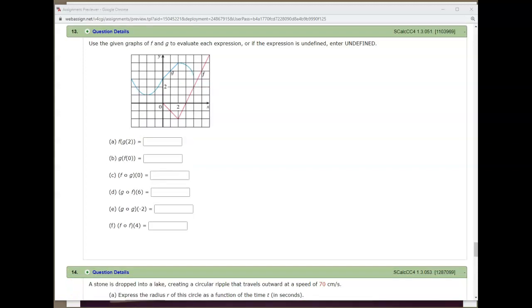On number 13, instead of giving you a table, they've given you graphs. So you can do g of 2. G is up here. G of 2 would be, it looks like 5. And then they want you to do f of 5. 1, 2, 3, 4, 5 would be that. So that looks like f of 5 is 4. Just take your time on it. These are really easy. If they're not easy to you, make sure you catch me in my office hours or make an appointment.